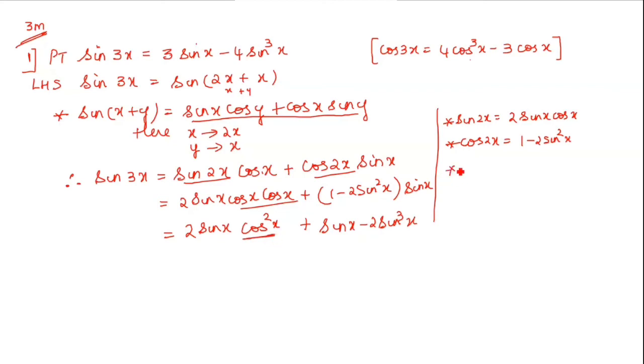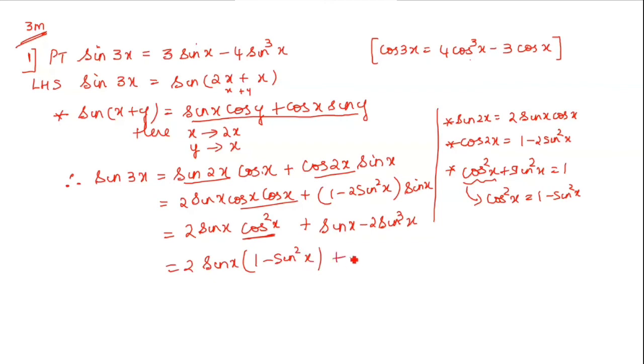I know the identity, main identity, cos square x plus sine square x is equal to 1. So who is cos square x from this? From this, cos square x is nothing but 1 minus sine square x. Substitute, you will reach the answer. So it is 2 sine x into bracket 1 minus sine square x plus sine x, write as it is, minus 2 sine cube x also write as it is. Now open the bracket, you will reach the answer.